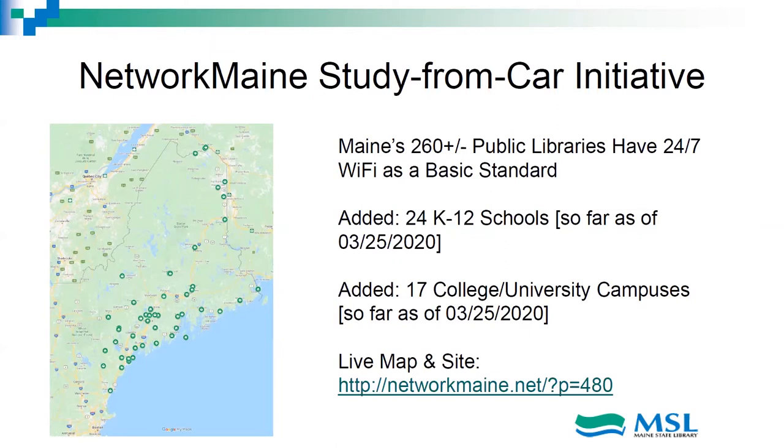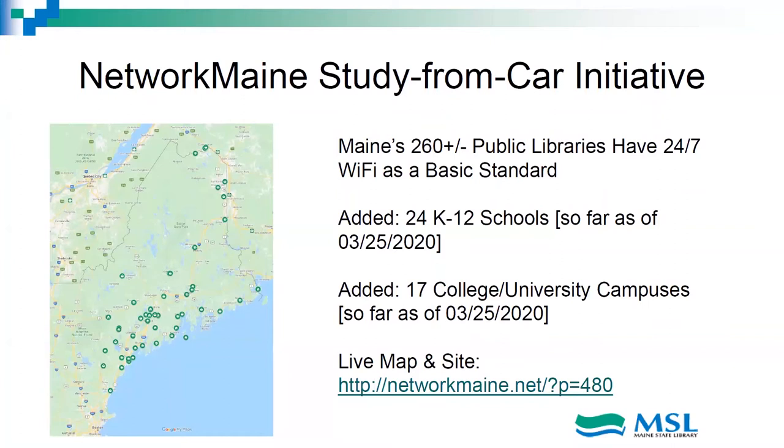This is a screen capture of what the live map looks like from Network Maine, where they started their study from the CAR initiative this week. And what this does is open up the K-12 schools and the college campuses around the state to also be throwing their Wi-Fi out as far as they can 24/7. Same as what the publics have been doing all along.